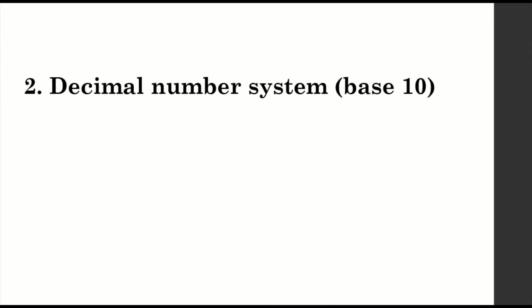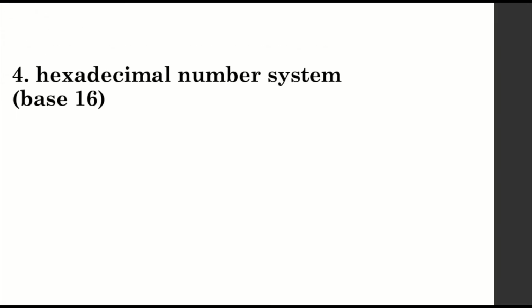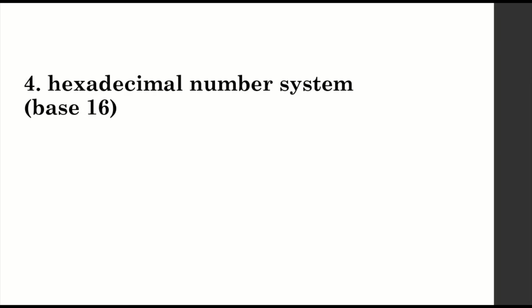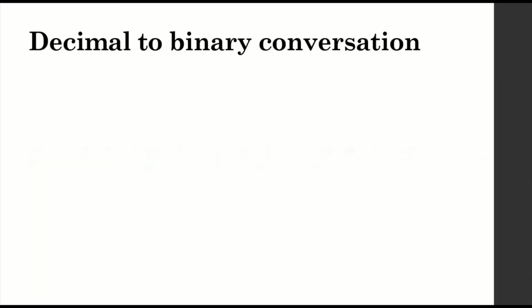There is another number system which is called decimal or base 10. It uses digits going from 0 through 9. The next number system is called octal or base 8. It uses 8 digits going from 0 through 7. The next number system is called hexadecimal or base 16. It uses digits from 0 up to 9, then from 10 up to 15 it uses letters: A for 10, B for 11, C for 12, D for 13, E for 14, and F for 15.